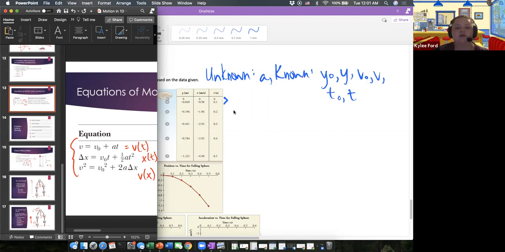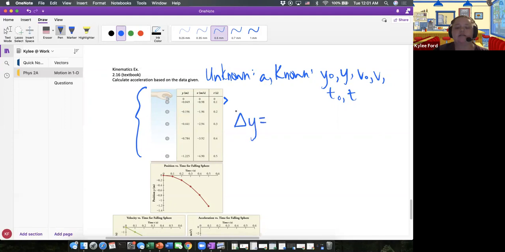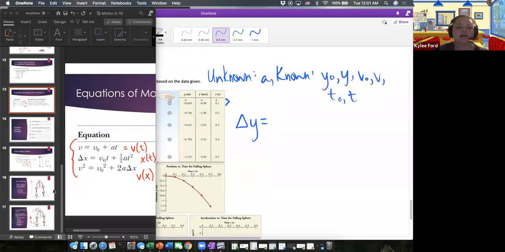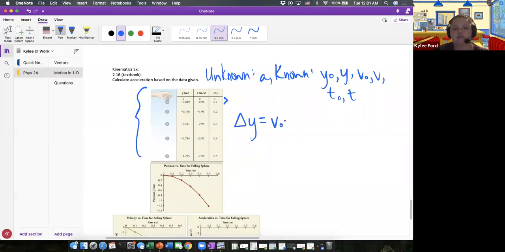So I'm going to say, get my pen, delta y equals, I'm going to look at that again, v naught t plus 1/2 a t squared. Just kind of squish that in there.